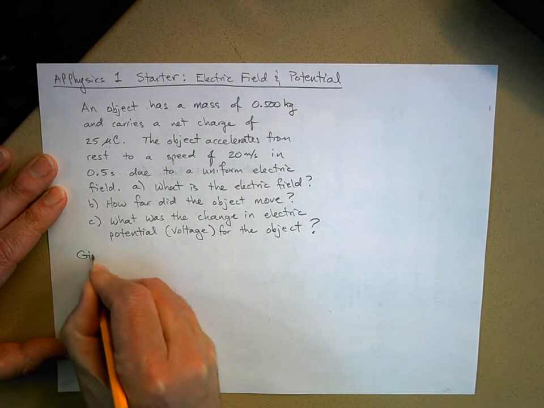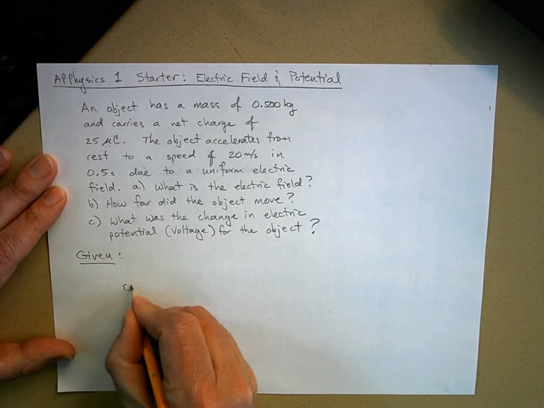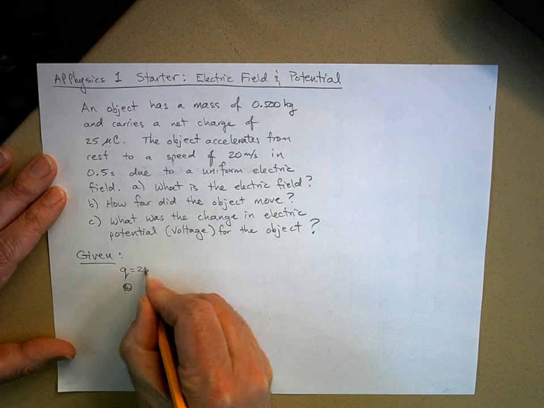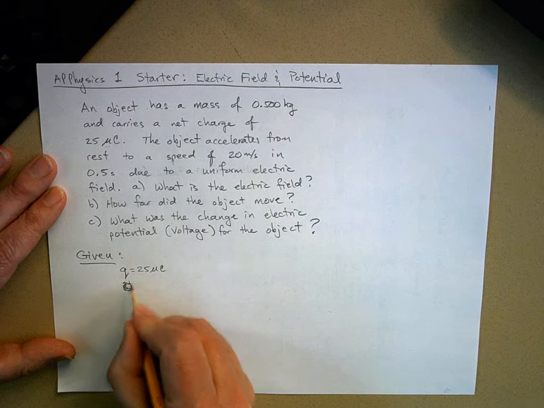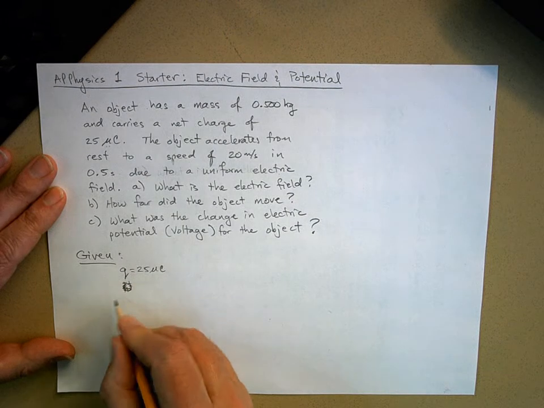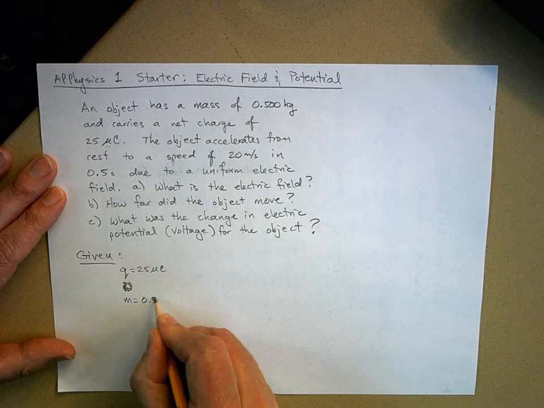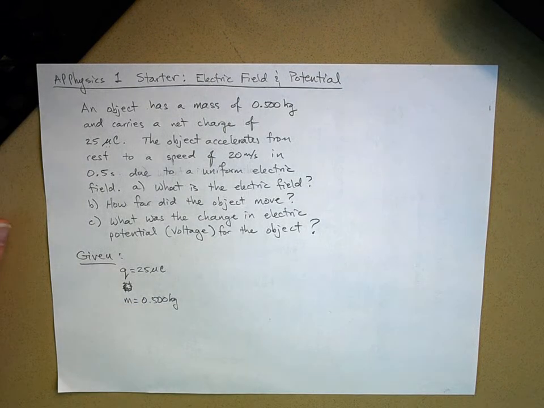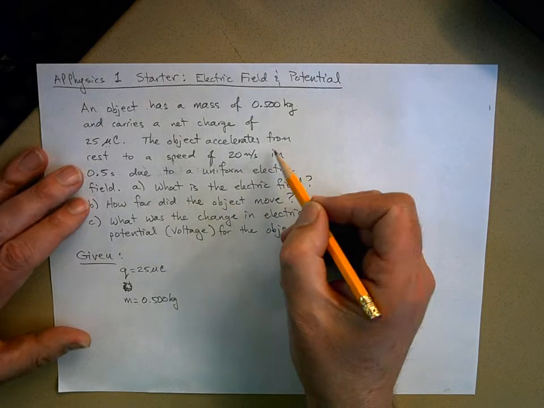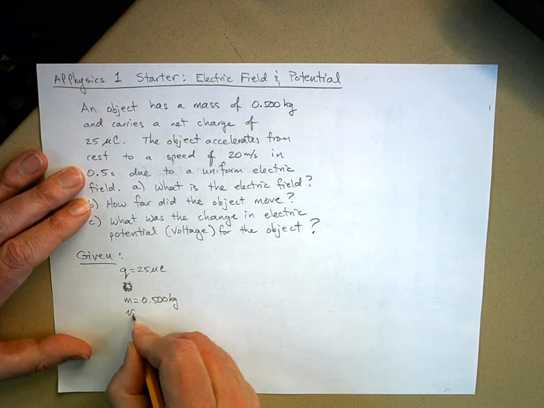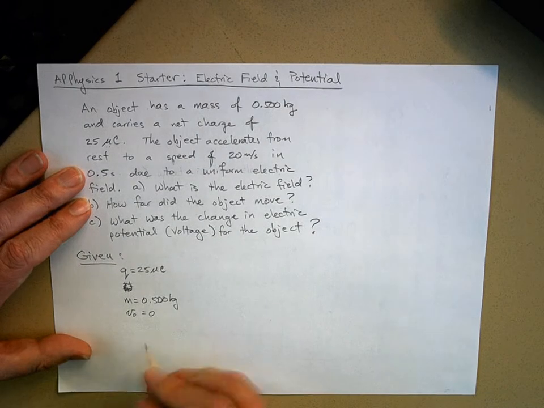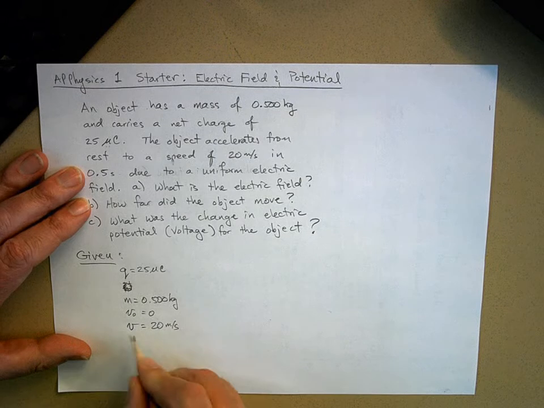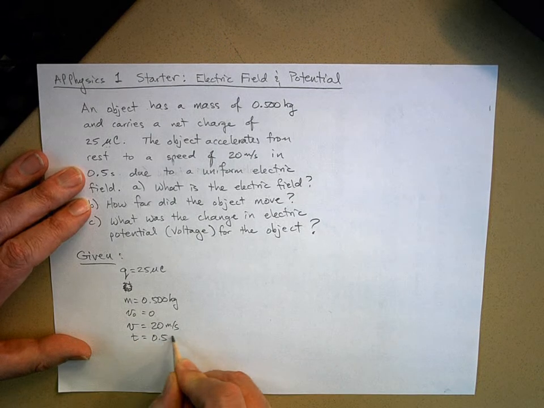So given, we've got just some object, and it's got a charge on it of 25 microcoulombs. So we'll put little pluses on there. But it does have a mass of 0.500 kilograms. So this could just be some object with a static electric charge on it. And it accelerates from rest, so its initial velocity is 0. Its final velocity is 20 meters per second, and that happens at t equals 0.5 seconds.